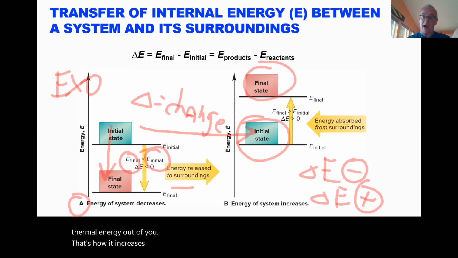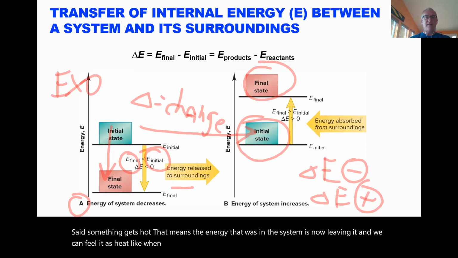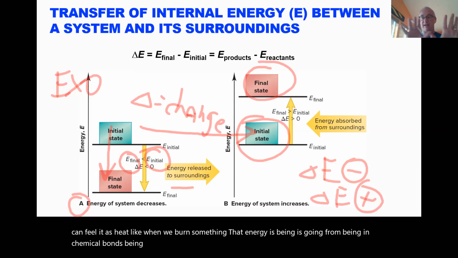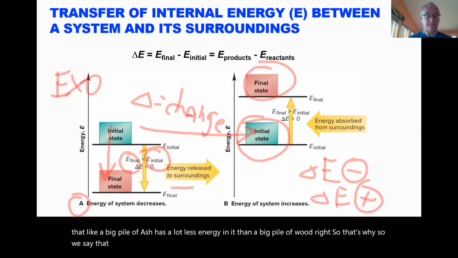And the same is true the opposite way. When something gets hot, that means the energy that was in the system is now leaving it, and we can feel it as heat, like when we burn something. That energy goes from being in chemical bonds to being released as energy, and then we feel it. It sort of makes sense that a big pile of ash has a lot less energy in it than a big pile of wood, right? So that's why we say that the change in energy is negative.